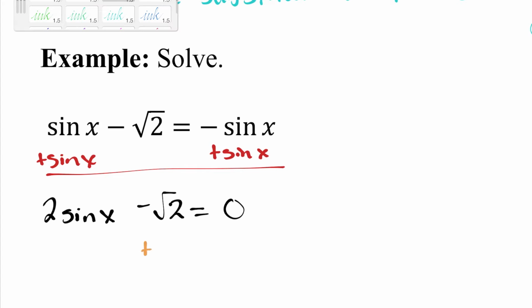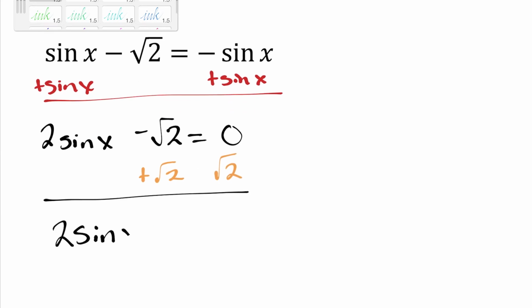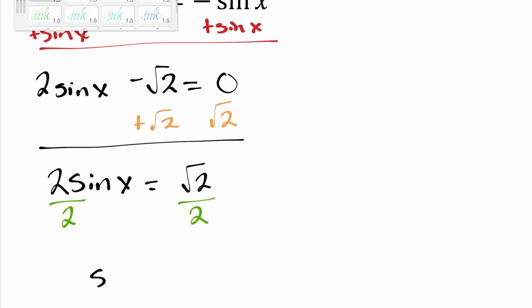I now want to move that square root 2 over. I want the sine completely alone. And then I need to get rid of this 2 that's multiplying with my sine. Now my sine x is alone, and I can see it's equal to the square root 2 over 2.